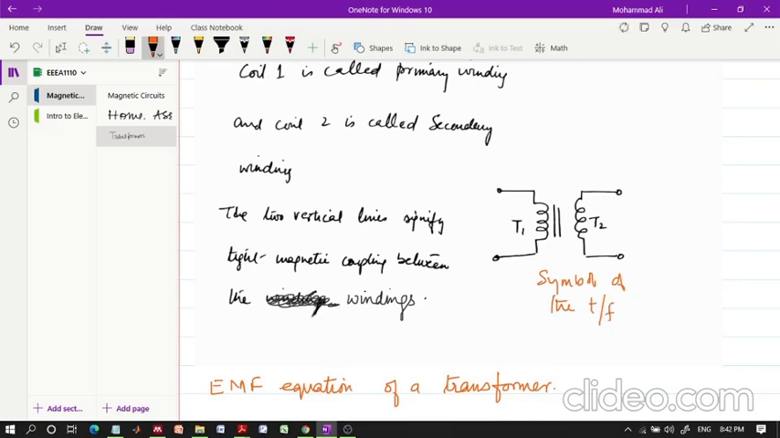Okay, these lines show that there is a tight magnetic coupling between the primary and the secondary. That means that there is no leakage flux basically. All the flux that is being produced by the primary is linking the secondary. So this is the basic symbol of the transformer, or we can say this is the basic symbol of the ideal transformer. And up till now, what we are considering is that there are no losses.